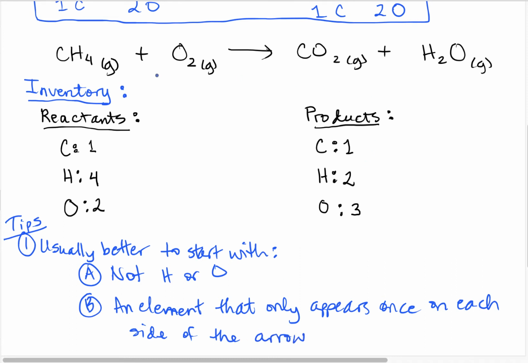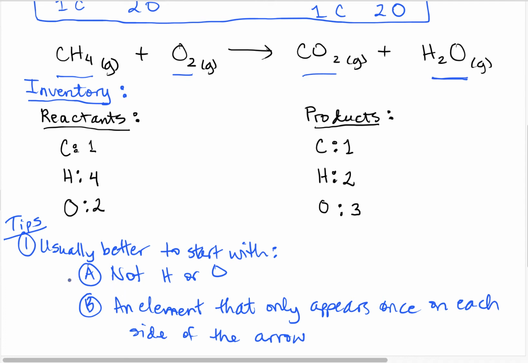Okay, so let's take a look at our equation again. Carbon appears in only one place, so let's check. I said it's better not to start with hydrogen or oxygen, but carbon is already balanced, so we don't actually have to do anything with carbon. So let's go on to our next elements. When we look at hydrogen, hydrogen is in 1 compound on the left-hand side, and it's in 1 compound on the right-hand side. Compare that to oxygen, which is in 1 compound over here on the left, but it's actually in 2 places here on the right.